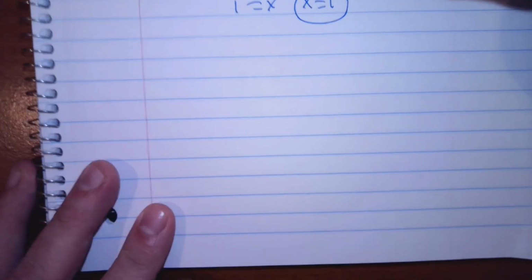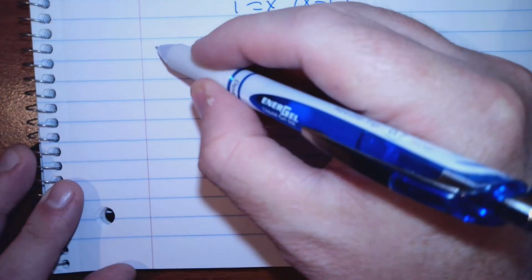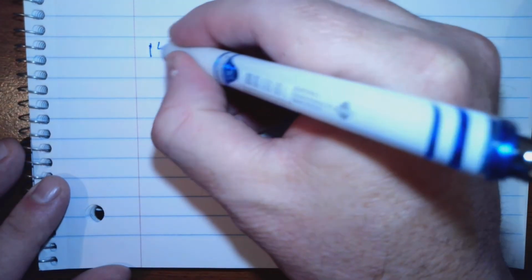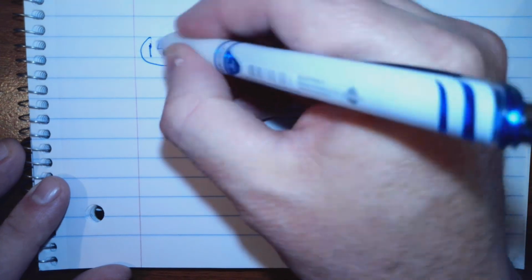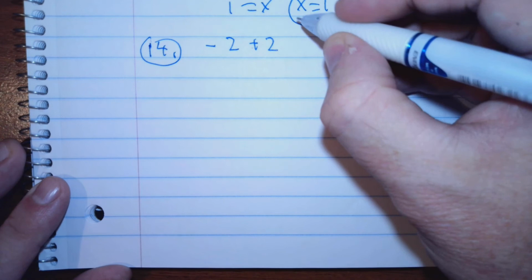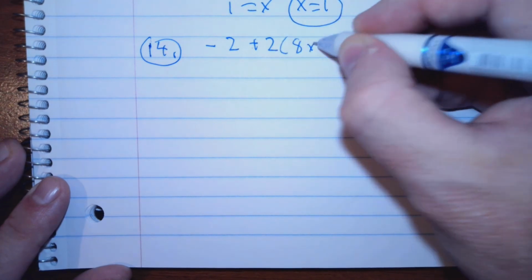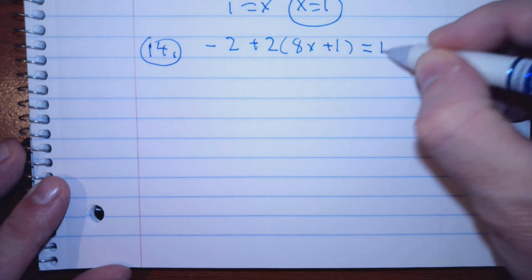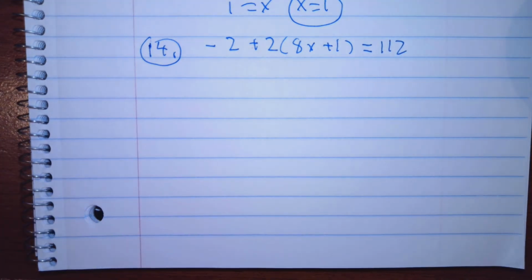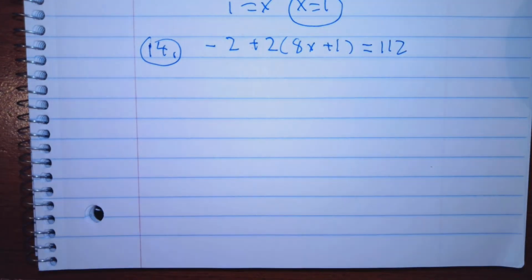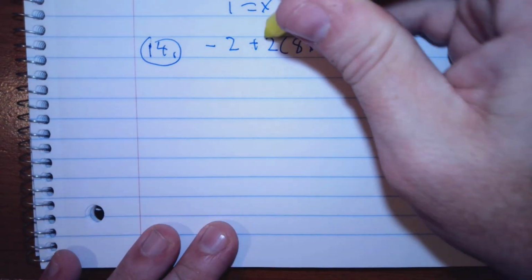Let's go ahead and look at 14. So I'm going to get that written down. Make sure it's straight-ish. 14, negative 2 plus 2, 8x plus 1 equals 112. All right. We're going to start with the distribute property. Okay, here's the distribute property right here.